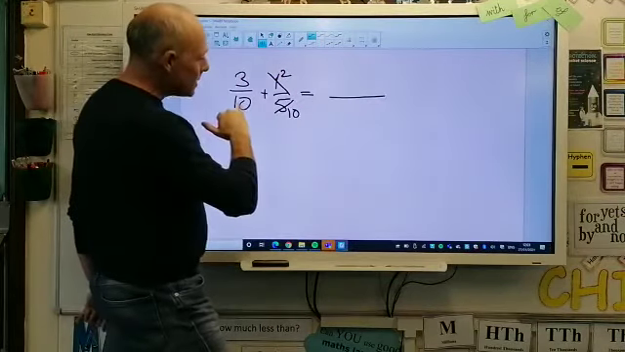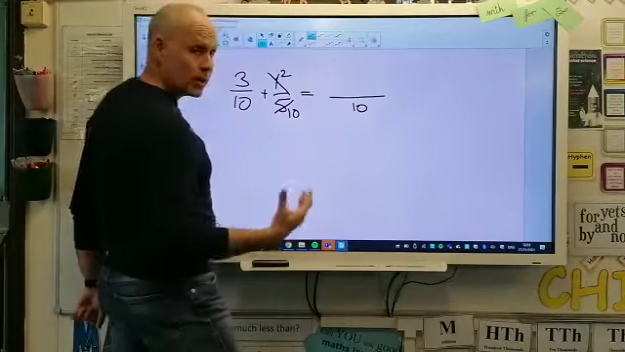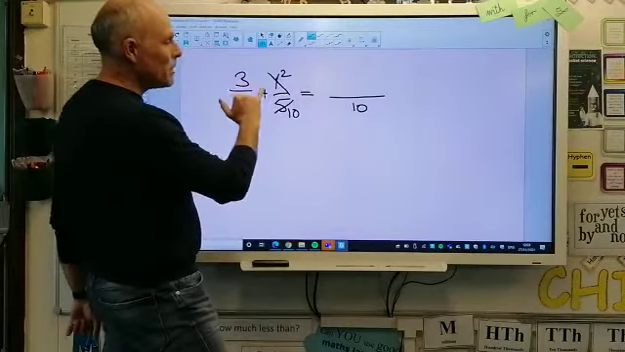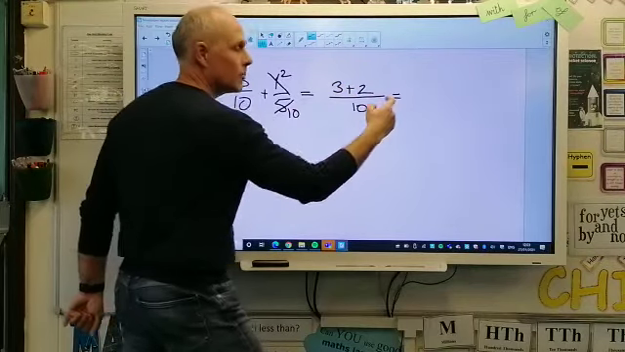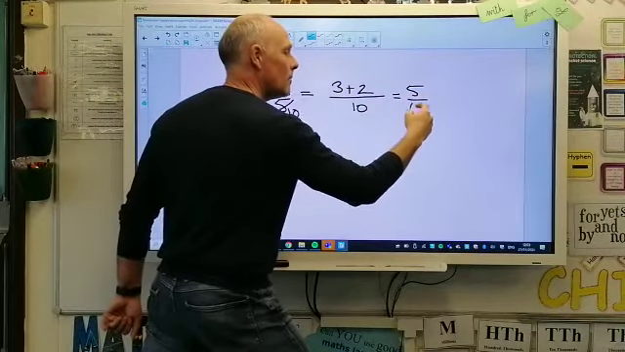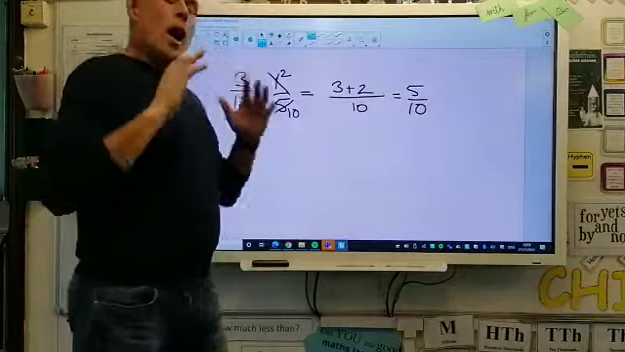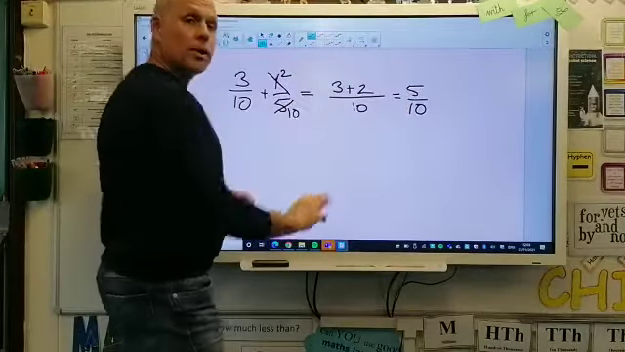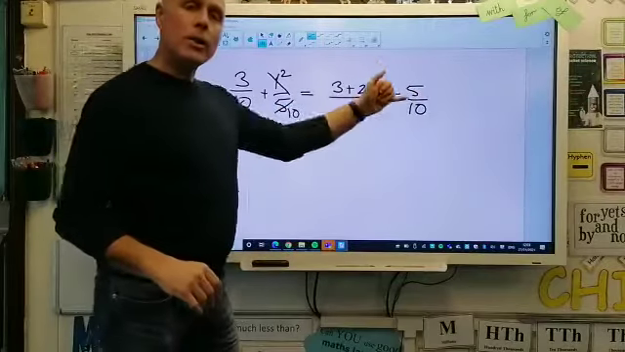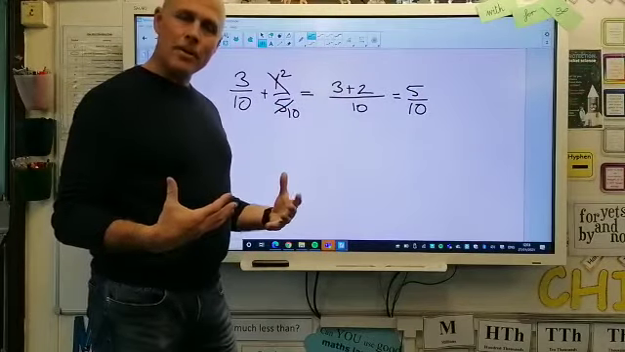Draw the line, 10, because we're talking tenths, and put your 3 plus 2 above it. 3 plus 2 is 5, therefore we have 5/10. Again, I will accept that as the answer, fantastic. If you've understood this process, that's brilliant. But you might look at this and go, actually, I can simplify that further.